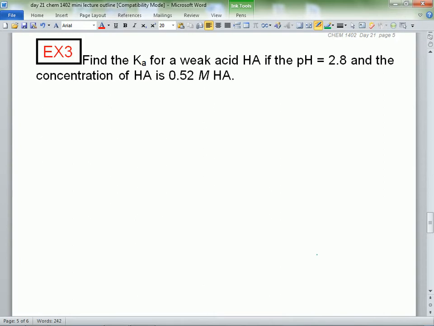It can be anything. It was our general way of writing any weak acid and its conjugate base, minus one. Yep, our general way of writing any weak acid conjugate base.